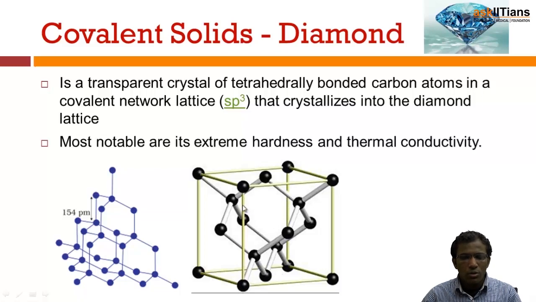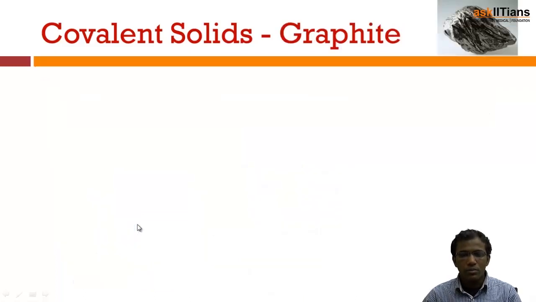As I said before, its most notable property is its extreme hardness, where you can scratch a diamond only with a diamond. Even if you want to scratch a diamond, that is only possible with a diamond. This is because of its extreme hardness. It also has high thermal conductivity, but remember, it is not an electrical conductor. Because of the absence of free electrons, it does not conduct current.